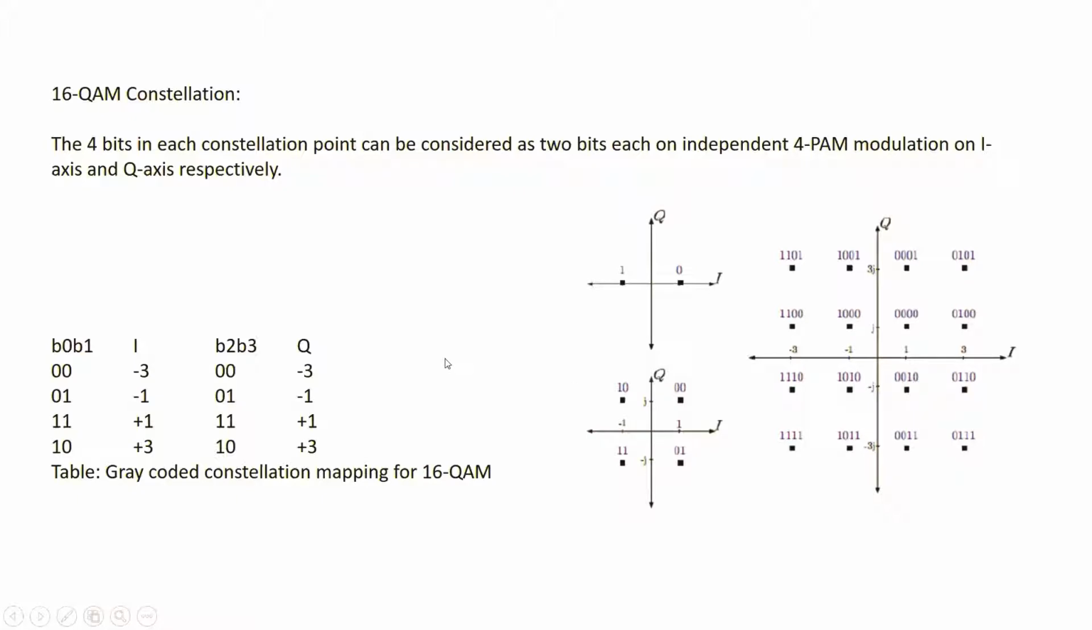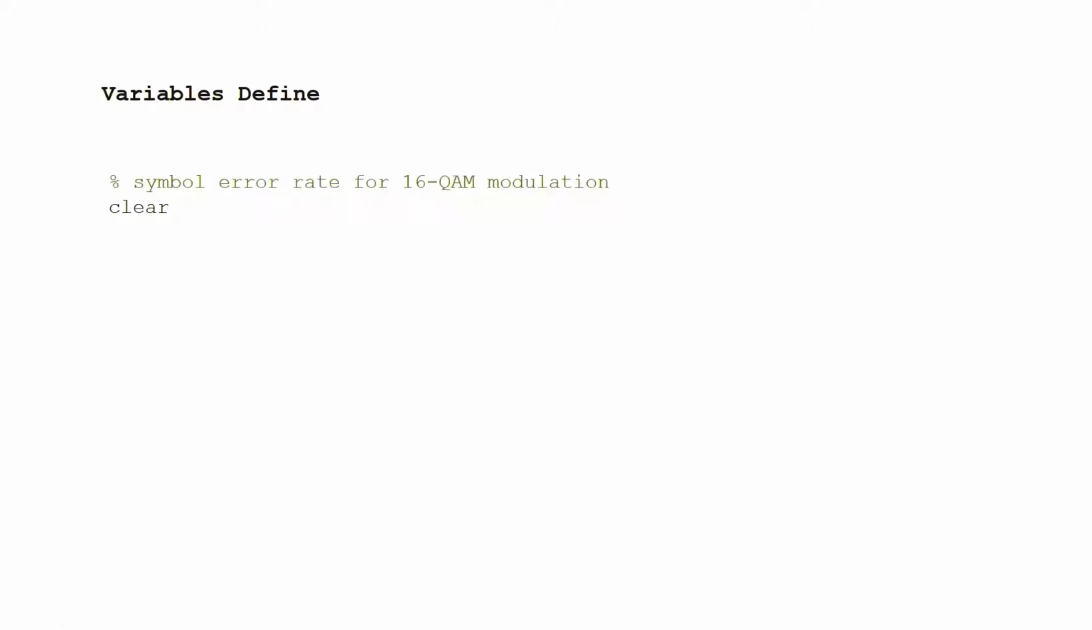So in order to simulate this 16 QAM transmitter and receiver, and to determine the symbol error rate, we write a MATLAB script. In that MATLAB script, we will first define the variables. The first variable is the number of symbols. In this 16 QAM, we are taking 2 into 10 to the power 5 symbols. So we define a variable capital N, which equals 2 into 10 to the power 5. That is the total number of symbols in the 16 QAM modulation.